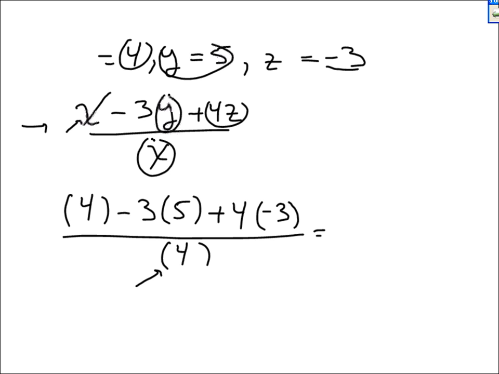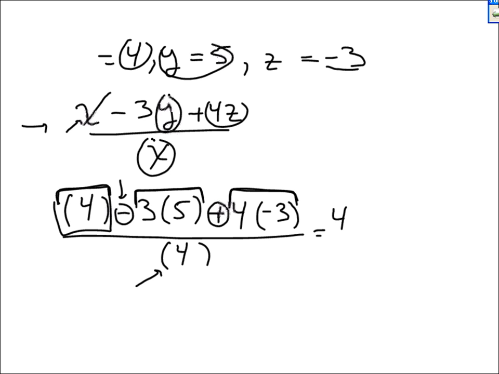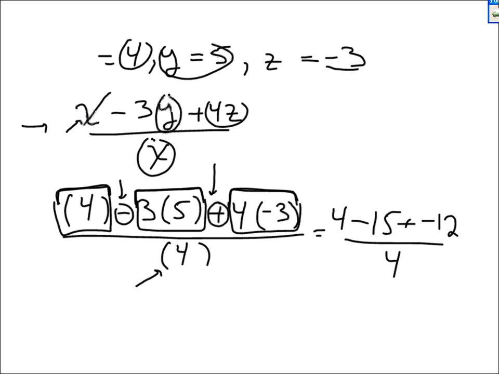Okay. So the numerator is this number minus that number plus that number. Notice the terms, which I just put the brackets around, are separated by addition and subtraction symbols. The first term is 4. This is 4 minus 3 times 5 is the second term, which is 15, plus this last term is negative 12, divided by 4. Okay. How much is 4 minus 15?